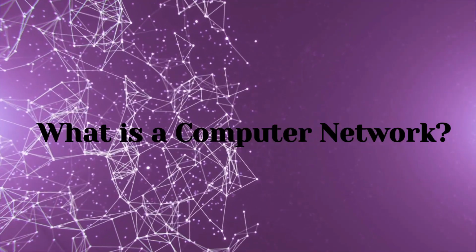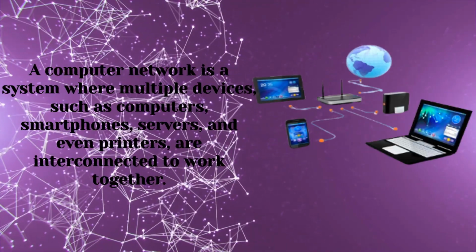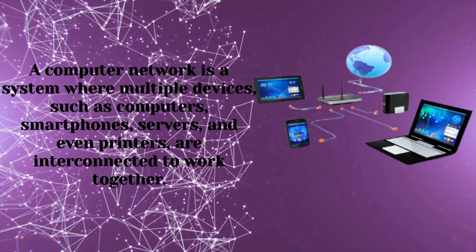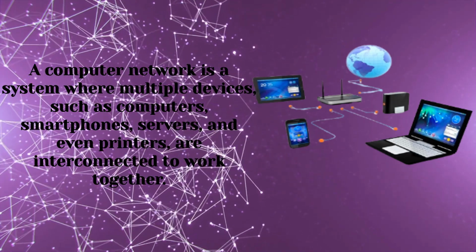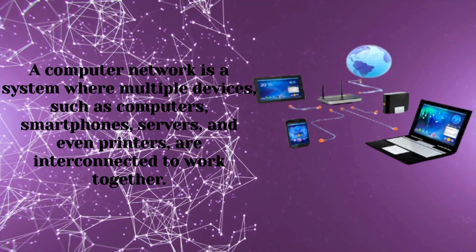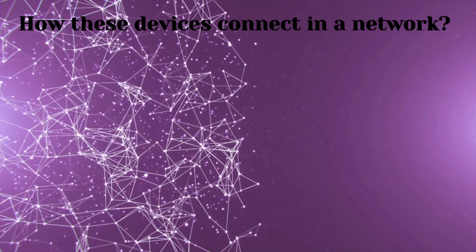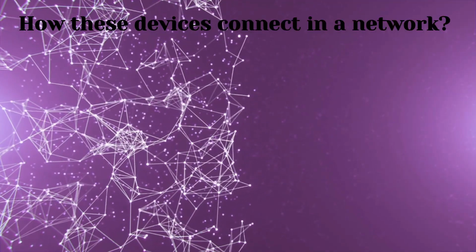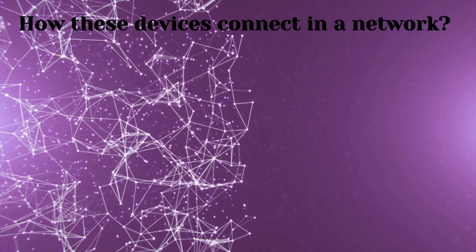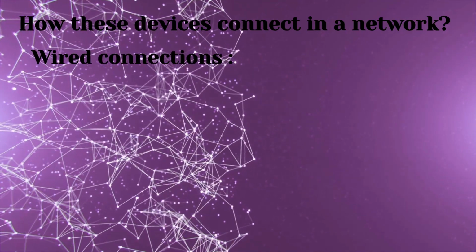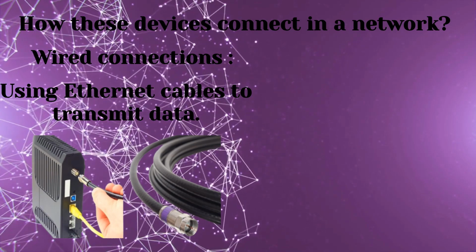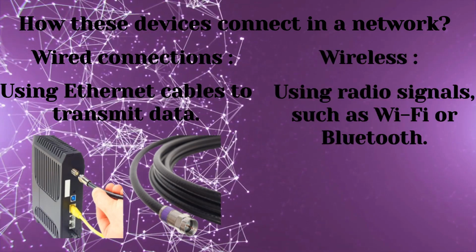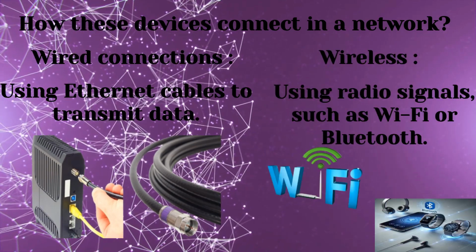So, what is a computer network? A computer network is a system where multiple devices, such as computers, smartphones, servers, and even printers, are interconnected to work together. How do these devices connect in a network? These devices are linked through wired connections, using Ethernet cables to transmit data, or wireless, using radio signals, such as Wi-Fi or Bluetooth.